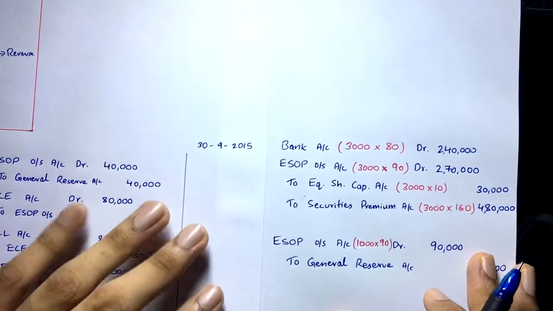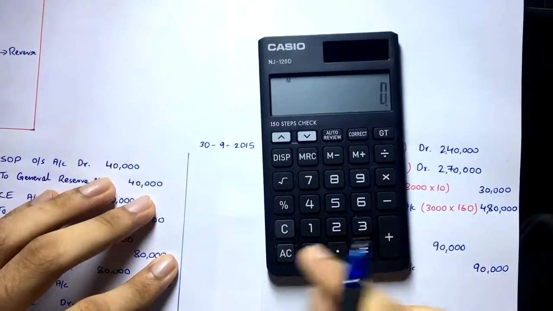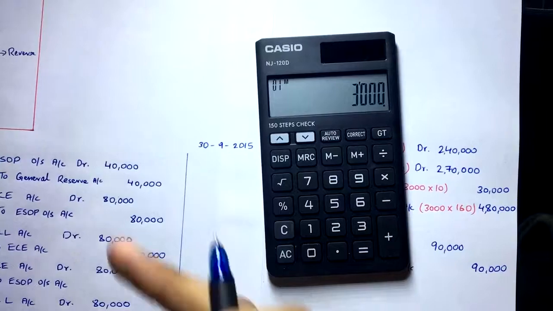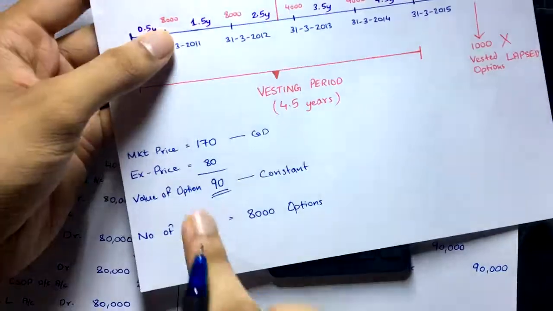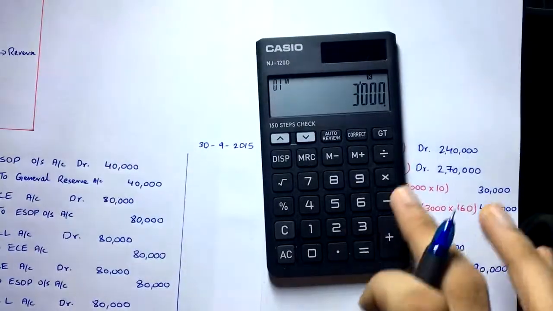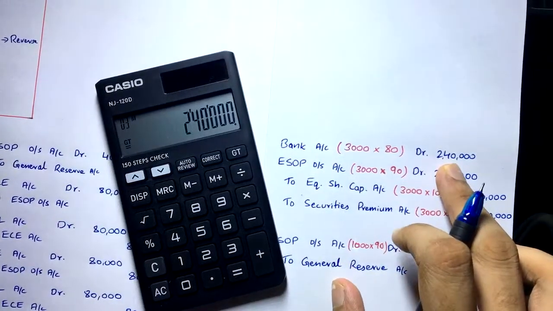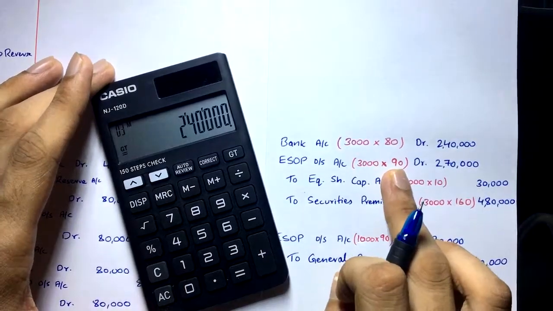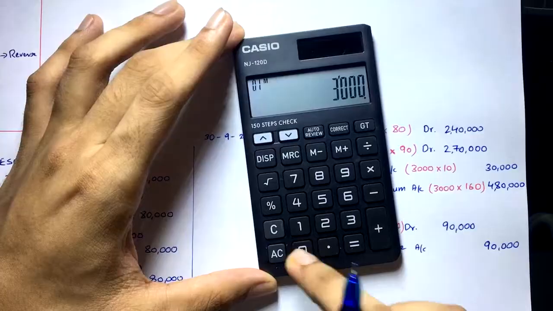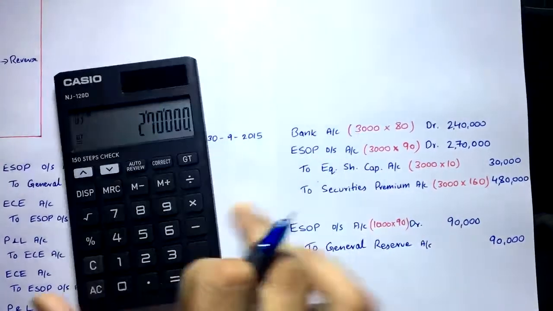So see the entry here in this question. Bank account debit, we have received the money. How much money have we received? The options that have been exercised are 3000, isn't it? 3000 options have been exercised. So into what? Exercise price. What was the exercise price? The low price which we offered, rupees 80, into rupees 80, that's equal to 2,40,000. So 2,40,000 will come in bank account, and then in ESOP outstanding what? 3000 options have been exercised, but the discount which we offered, that you have to cancel. So 3000 options have been exercised. The value of option is 90, so into 90, that's equal to 2,70,000. That's the amount you have to take.